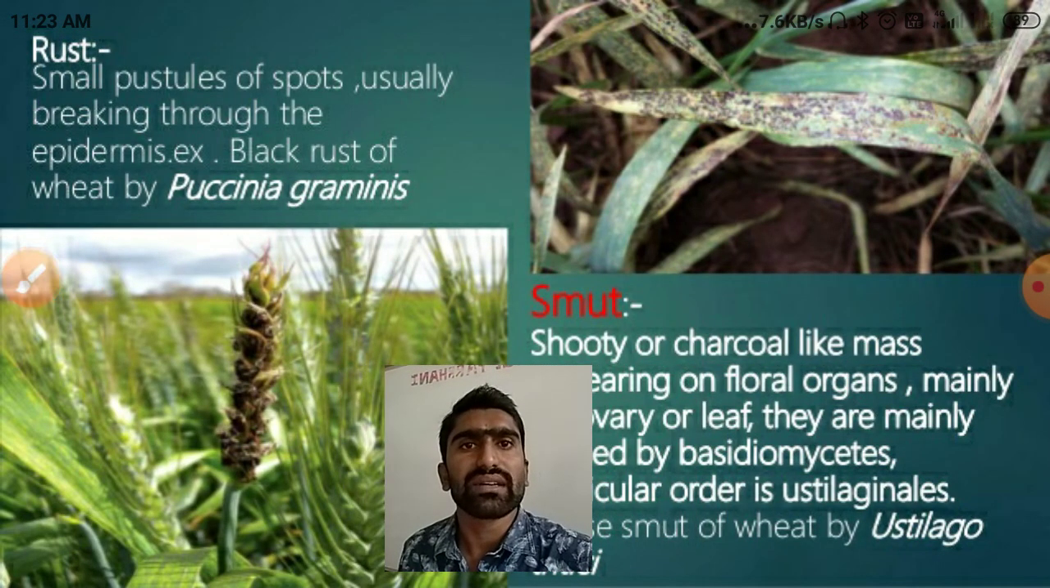Smut and rust: rusts are small pustules or spots usually breaking through the epidermis. Example, black rust of wheat by Puccinia graminis.